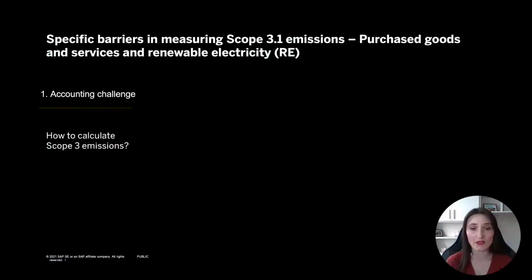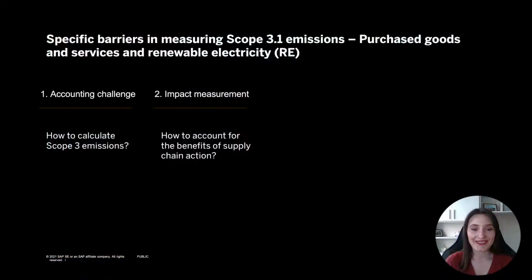So one of the first challenges that we are facing with purchased goods and services and renewable electricity is the accounting challenge: how to calculate these scope 3 emissions. And Carlos has already talked about this. You can use primary data, so data that you have directly from the source. But if that is not available because of lack of transparency, lack of accuracy, you can also use secondary data. One important topic here is that secondary data is great for looking at your hottest points. So where is most of your scope 3 emissions sitting, in which category?